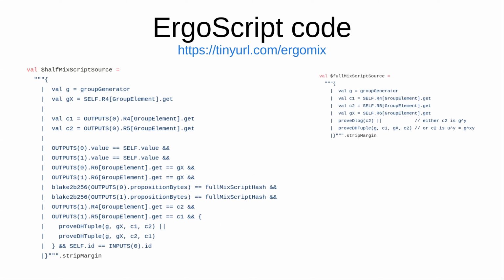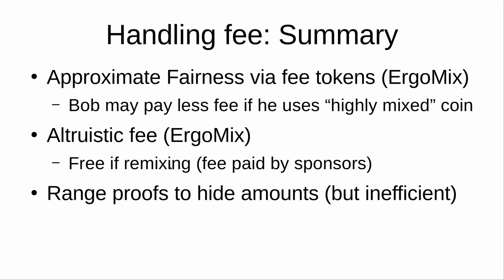And here is a quick view of how the implementation looks in Ergo script. Without going into details again, I'll refer you to the URL here, and maybe we can discuss it separately. So here you can see proveDHTuple is used in a couple of places. Here is also. So this is basically the same protocol that I discussed earlier, implemented in code form. And I'll just summarize the talk now.